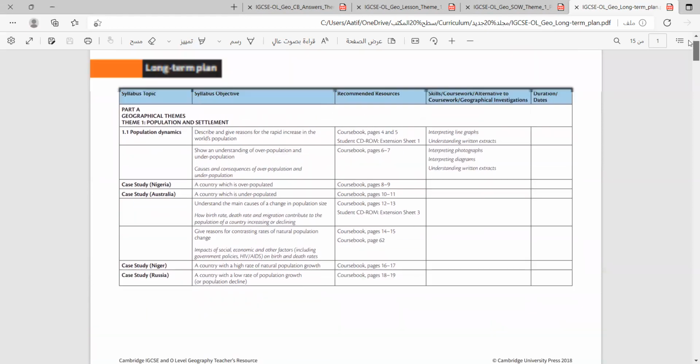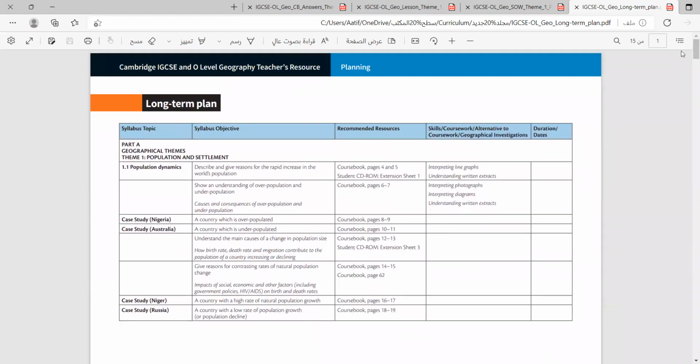And in this theme, you can open your book on page 1. We have around 16 topics that we will be taking for this theme. And the first topic says world population increase. And what we mean about world population increase is that I expect from you by the end of this lesson that you describe and give reasons for the rapid increase in world population.